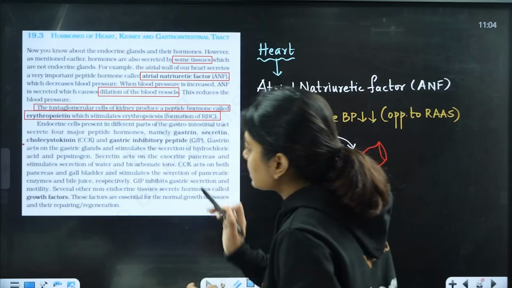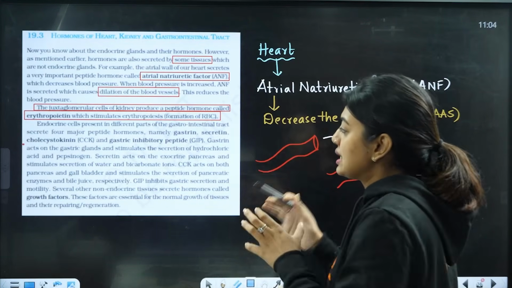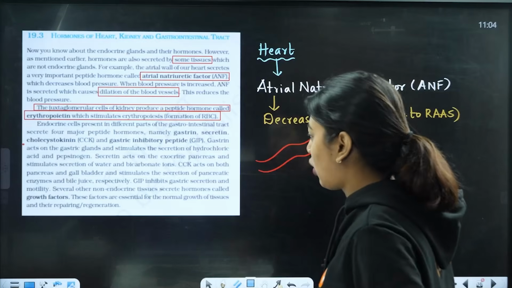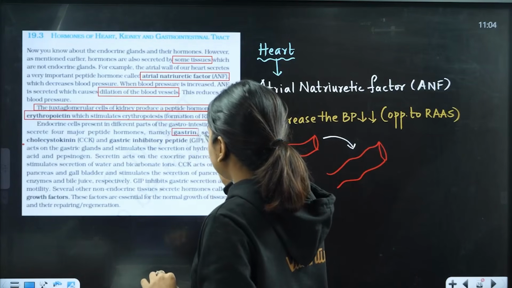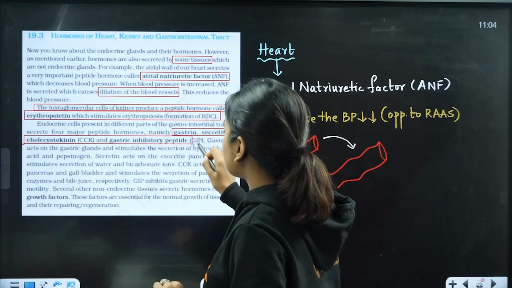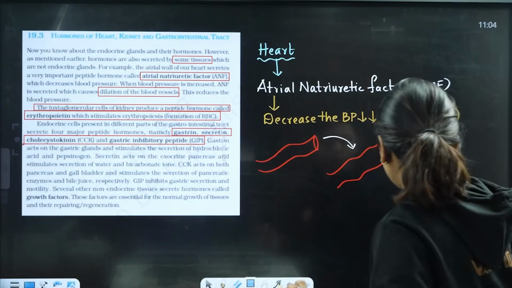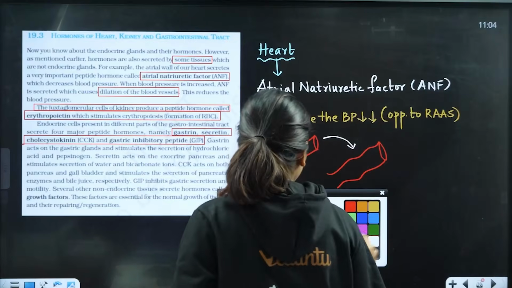Now here you see, students, endocrine cells present in different parts of the gastrointestinal tract secrete 4 major peptide hormones, which are called gastrin, secretin, CCK and your gastric inhibitory peptide. Gastrin acts on, wait, I'll just write here also JG cells.